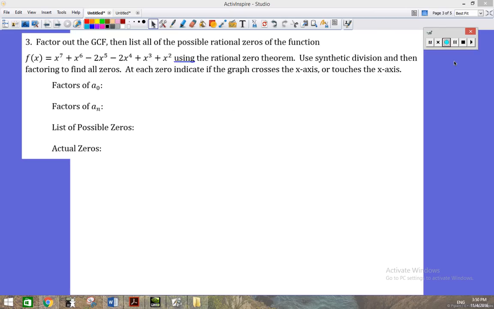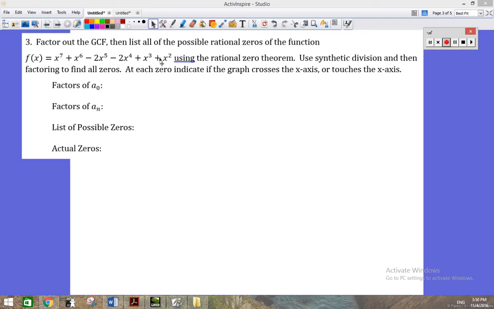Now this time they want a little bit more information. Not only do they want the zeros of the function, but they want to know how the graph intersects the x-axis. Does it cross or does it do a touch and turn? So if we get it in factored form, then from there it'll be easy to answer that.